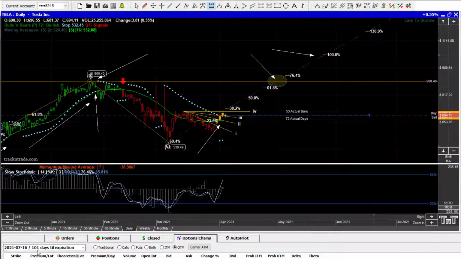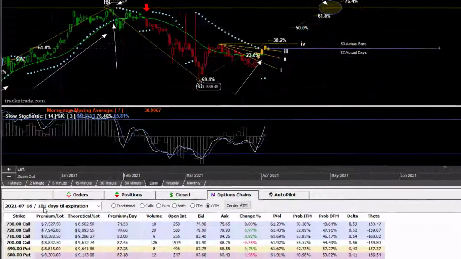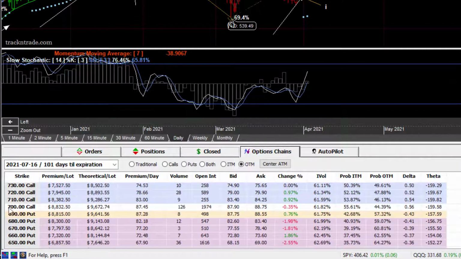So that's why we like to go out a long ways, double the amount of time of where we anticipate based on the Fibonacci projection of where we think this market's going to be in price and time at the ultimate level, right? And then double that time. Now we're going to come out here and that's about 100 days. So that gives us a call option. A 700 call is $8,832.